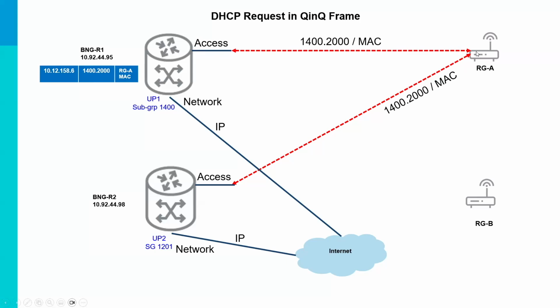Now, RGA says, okay, where is 10.12.158.1?